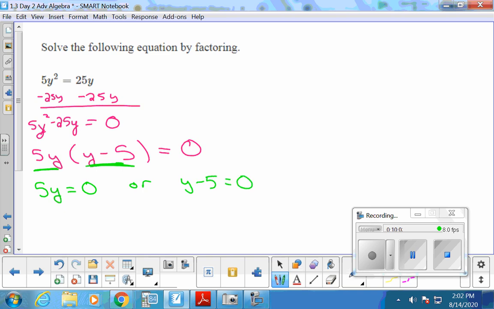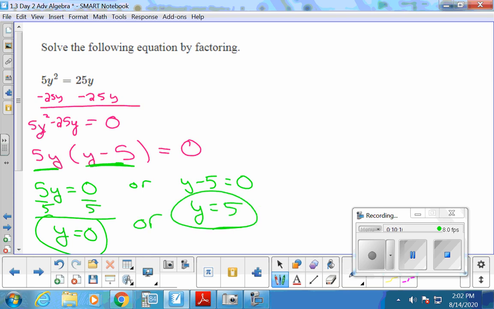If I would solve 5y equals 0, I would divide both sides by 5 and get 0. And then, of course, over here, I would add a 5 to the other side and get 5. So there is my answer, y equals 0 or y equals 5. Feel free to check your work.